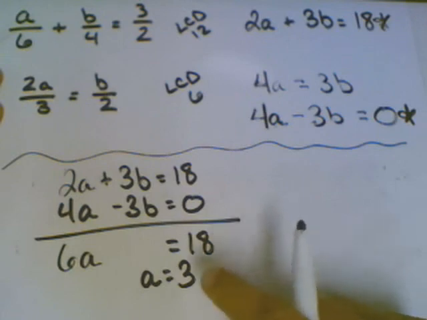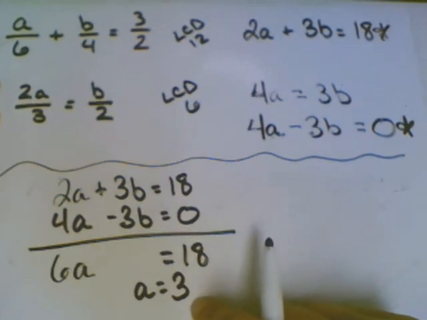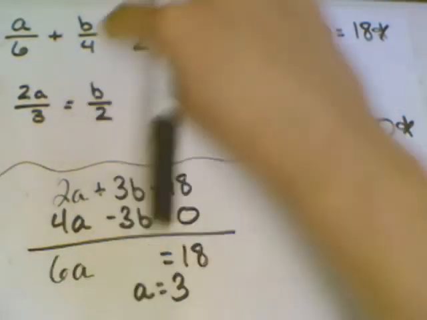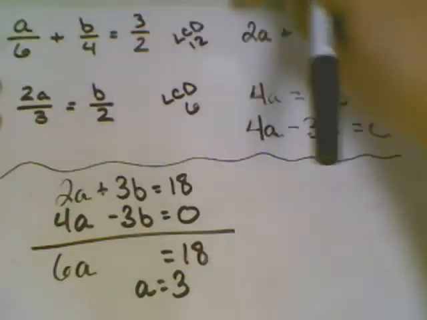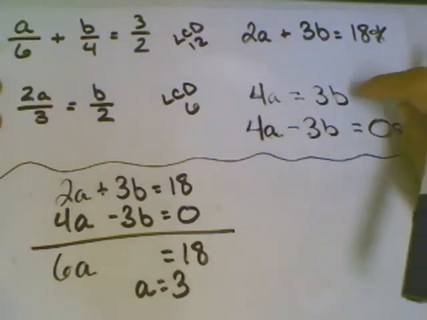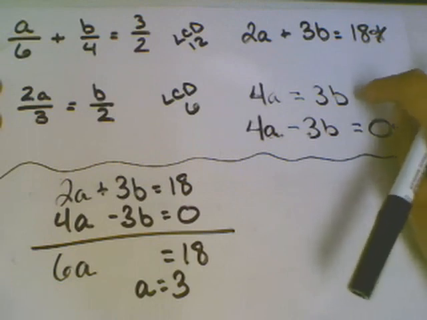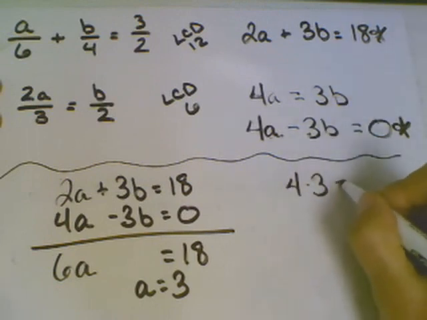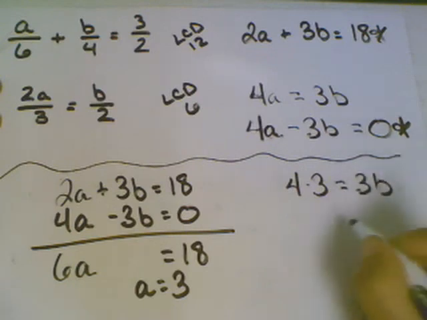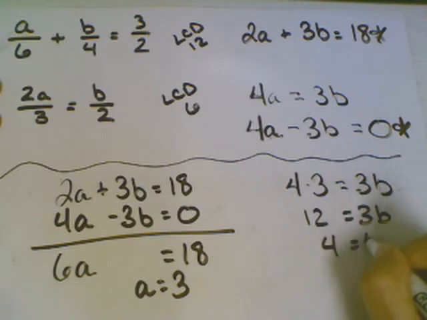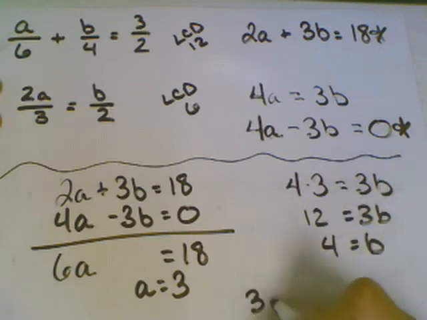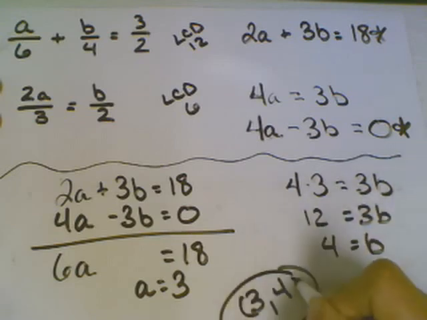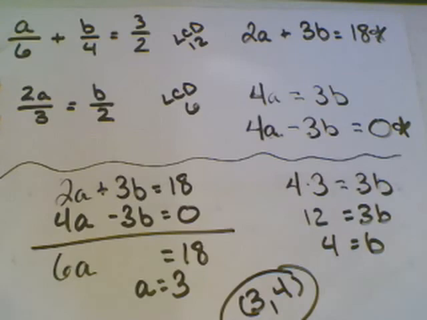Well, if a is 3, let's plug it back into an equation to figure out what b is. I can pick any of the equations that are up here. They're all true equations for a and b. This one seems to be the simplest one to me. So I'm going to say 4 times 3, since a is 3, equals 3 times b. So 12 equals 3b. b must be 4. The ordered pair 3, 4 is the solution to this system.